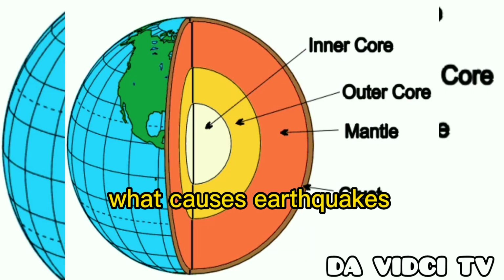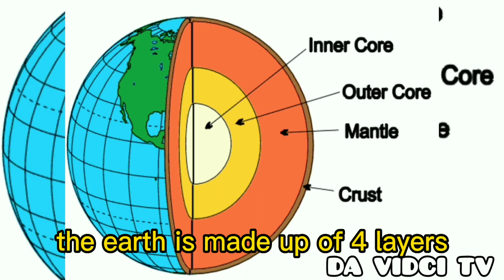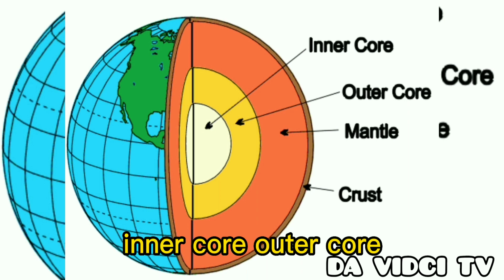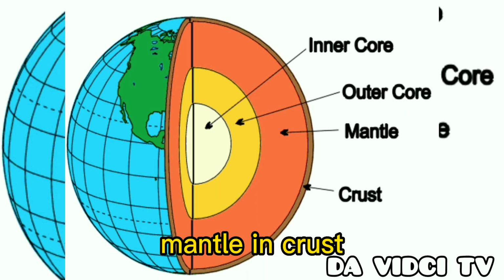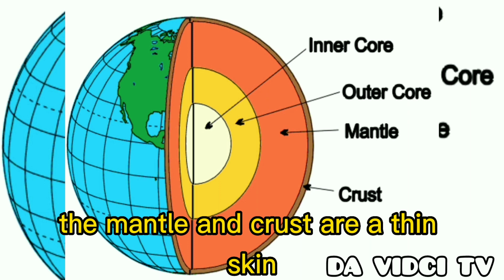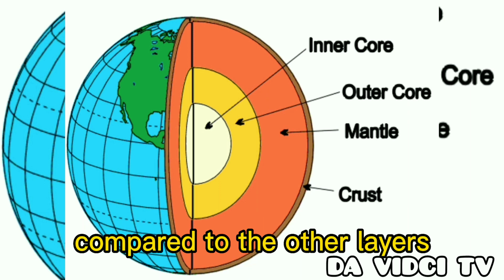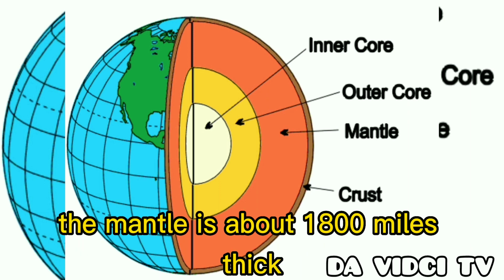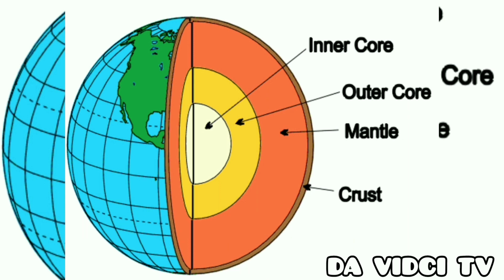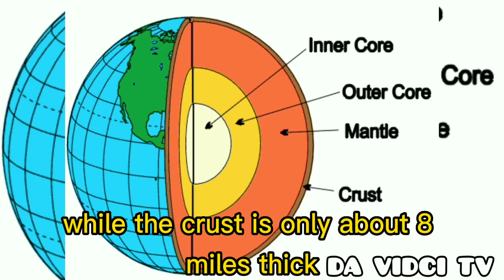What causes earthquakes? The Earth is made up of 4 layers: inner core, outer core, mantle and crust. The mantle and crust are a thin skin compared to the other layers. The mantle is about 1,800 miles thick, while the crust is only about 8 miles thick.